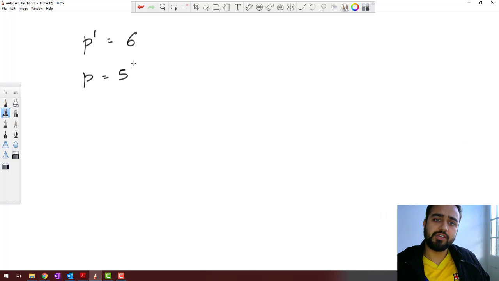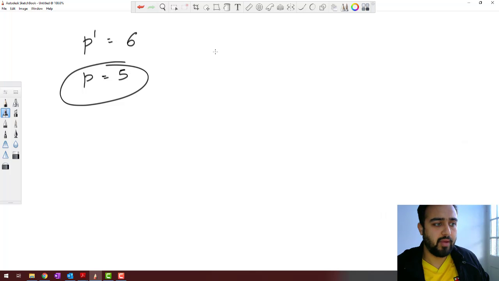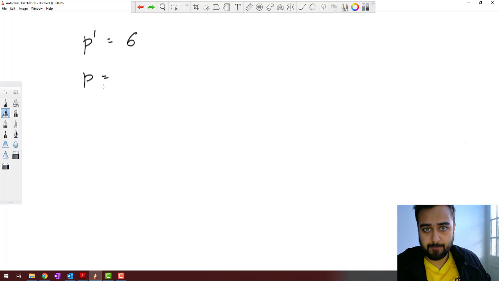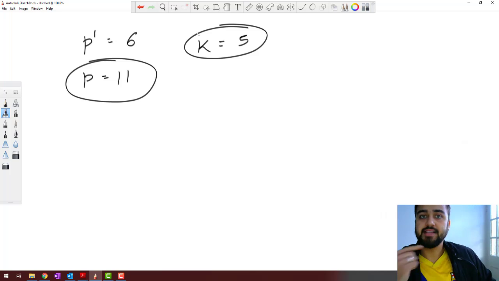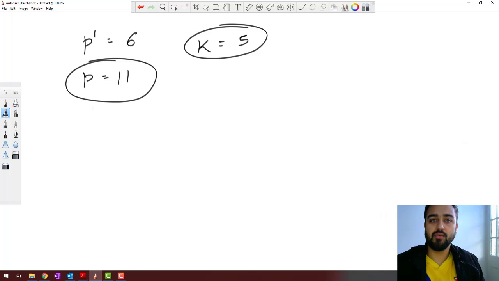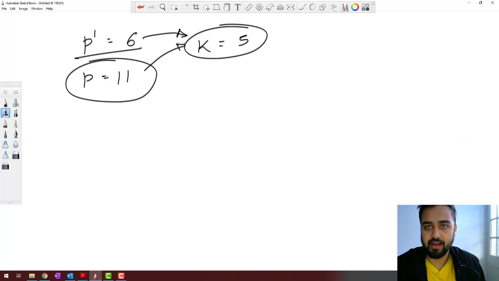Our p was given as 11, because this was calculated by our leaf node, and the actual prediction, the true value k, was given as 5. Now as you can clearly see, the smooth value p dash is closer to k than the leaf value that initially predicted it. So smoothing has improved the estimation of our model trees, hence smoothing is applied.